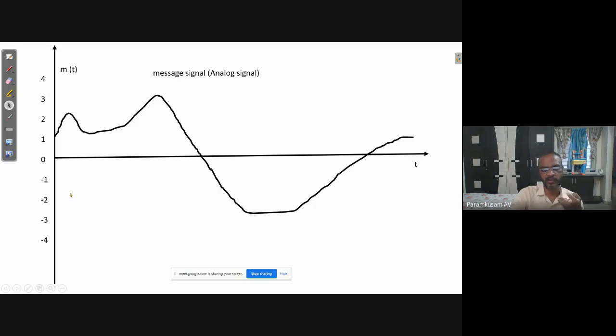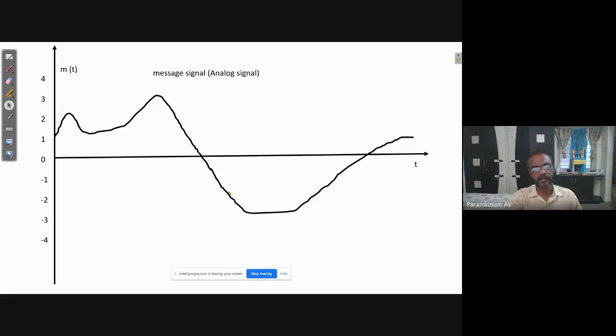Because that value may be -3.9 or 3.91 or 3.98, 3.90, 96, 98. So many infinity values are there. The number of possible values from -4 to +4 that can be taken by m of t is infinity. So still it is an analog signal.